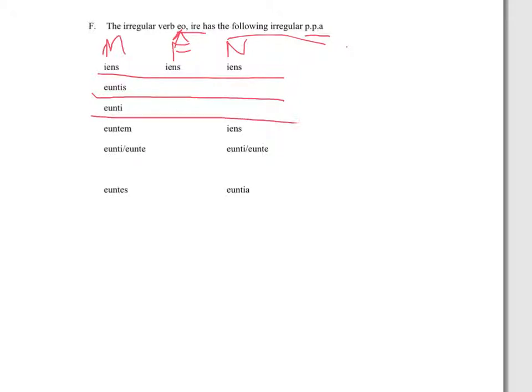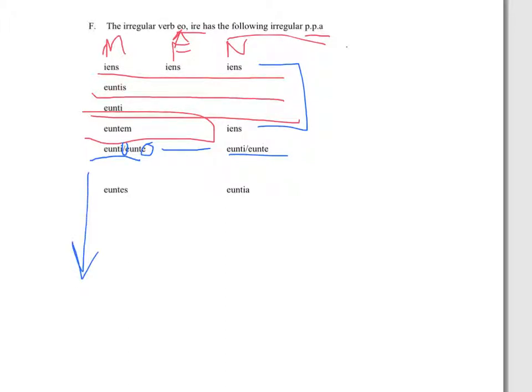Eunti, eunti, eunti for the dative. And then, of course, the accusative changes. The masculine and feminine are the same. And the neuter is always the same as the nominative. And then you have the ablative, which has the I or the E at the end. You can pick one or the other, not both, obviously. And that's true for the dative, for the feminine and the neuter. And then the plural follows the same pattern. You should be able to predict that pattern.